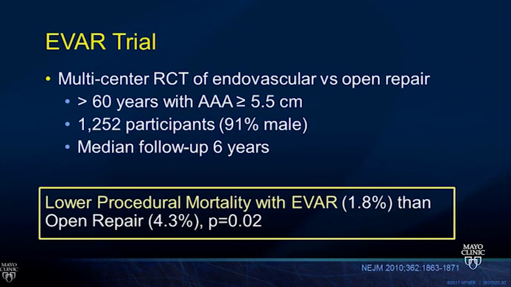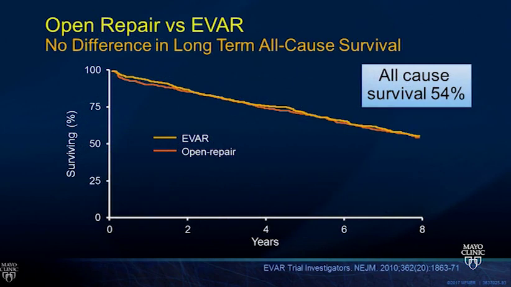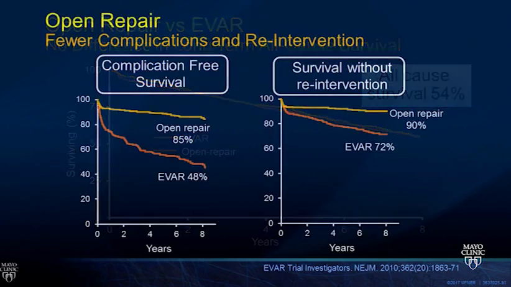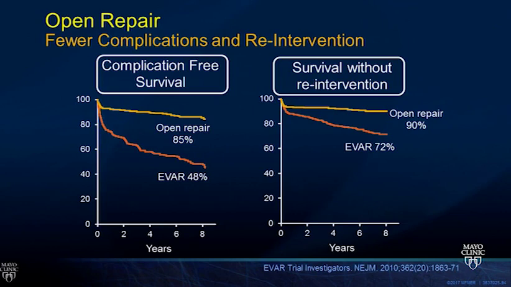So the EVAR trial looked at endovascular versus open repair in patients who had AAAs more than 5.5 centimeters. There's a lower procedural mortality with EVAR than with open repair, which makes sense. It's open repair versus minimally invasive. But what was interesting is that there was no difference in the long-term all-cause survival between open repair and EVAR. They both have similar all-cause survivals at 54% out at 8 years. Open repair actually has overall fewer complications when you look at the need for re-intervention because of some sort of endoleak that occurs with the endovascular repair.